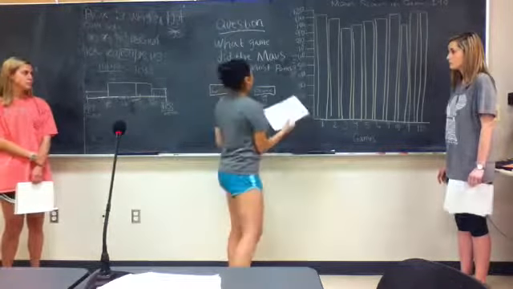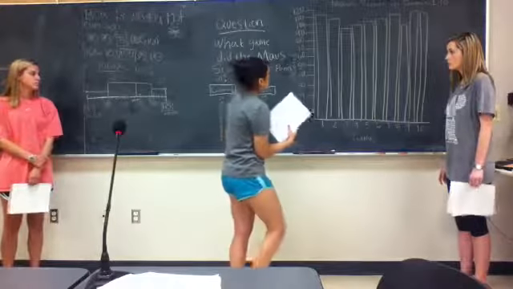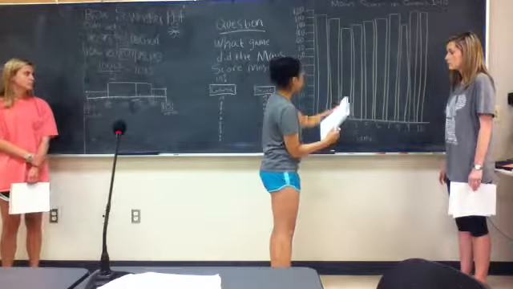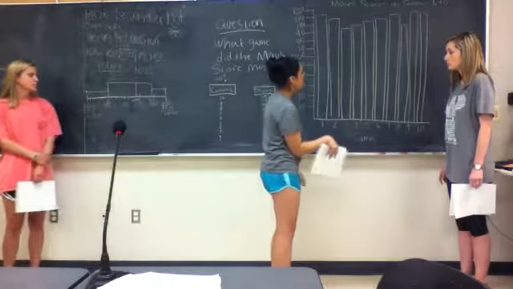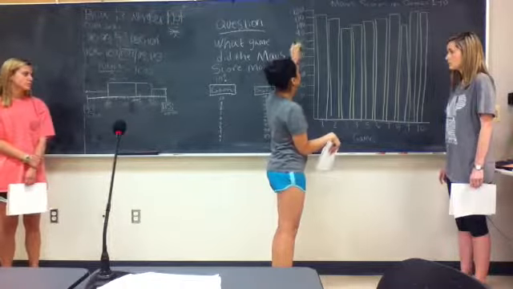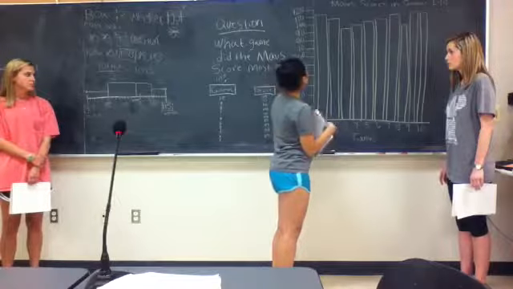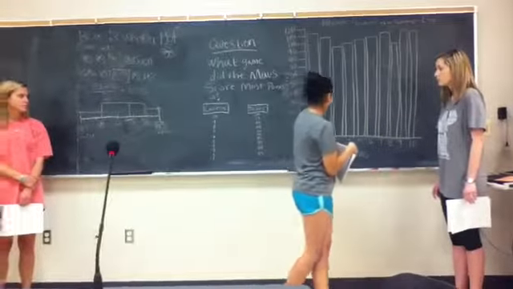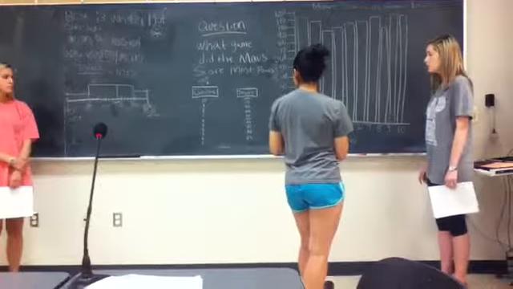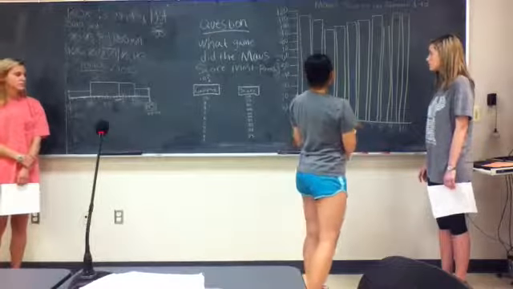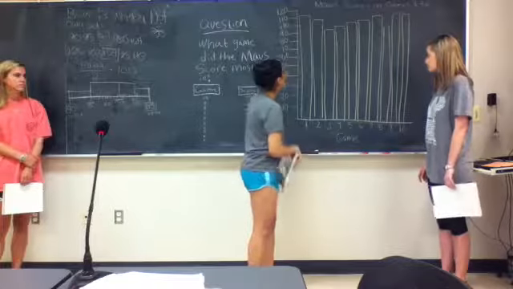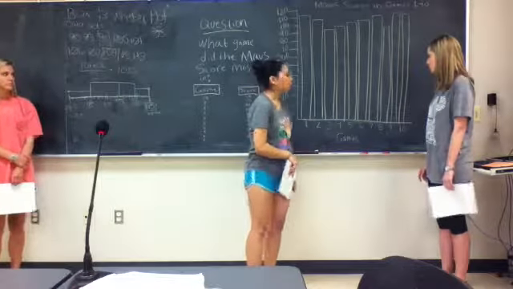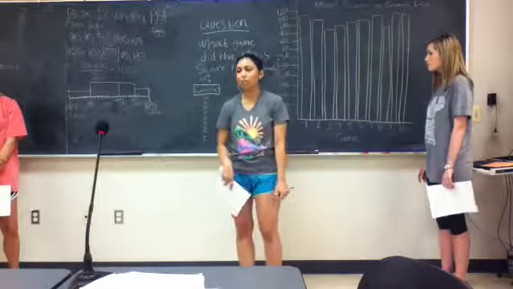And then our question was, what game did the Mavs score the most points in? So by looking at our bar graph, we know that whichever game has the highest bar, that'll tell us which one had the highest score, because the higher the bar on the graph, the larger the score. So we can see that game 1 and game 9 had the highest bars at 113. So game 1 and game 9 had the highest scores for the Mavs.